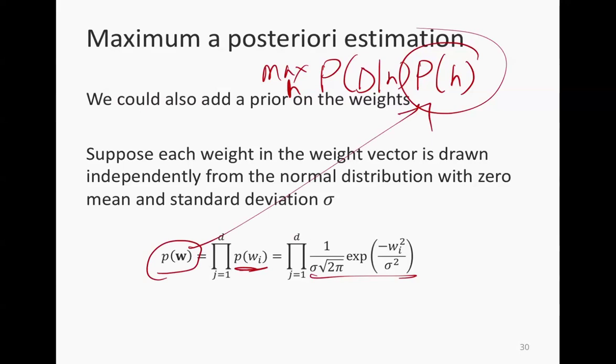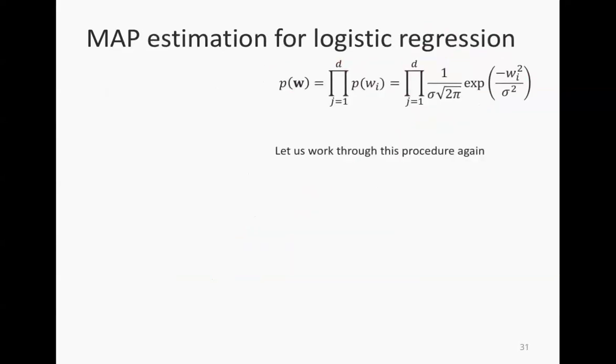Okay, this is an assumption. How do I know this is true? Don't ask me. I just made this assumption, and I'm not claiming this is true. I just want to see what happens if this were true. So now I can apply maximum a posteriori estimation for logistic regression with this particular prior.